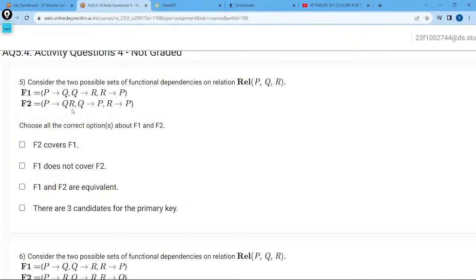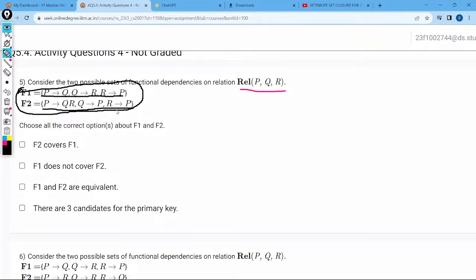So can we remove R from here? Because Q would reach P, and R would reach P. Let's check. Let's say I remove R. Will P reach it or not? P reaches Q, Q reaches P, and R reaches P.